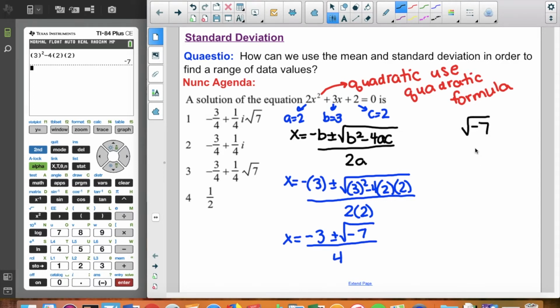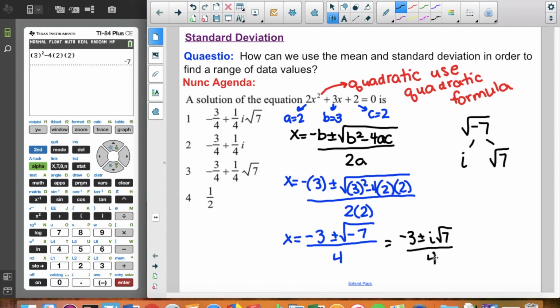So to simplify an imaginary number, the first step is to take out an i. When you take out an i, you're left with a positive number underneath the radical. Now, if we look at radical 7, we would simplify it by finding a perfect square that goes into it, but there's no perfect square that goes into radical 7. So this is going to become negative 3 plus or minus i radical 7 over 4.